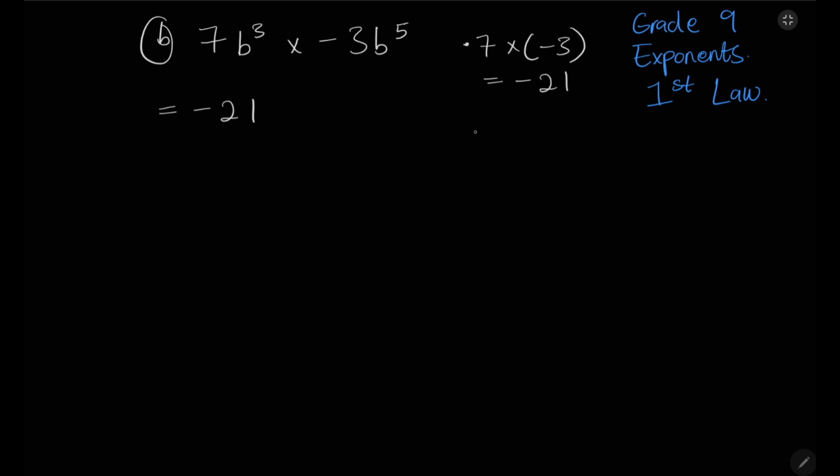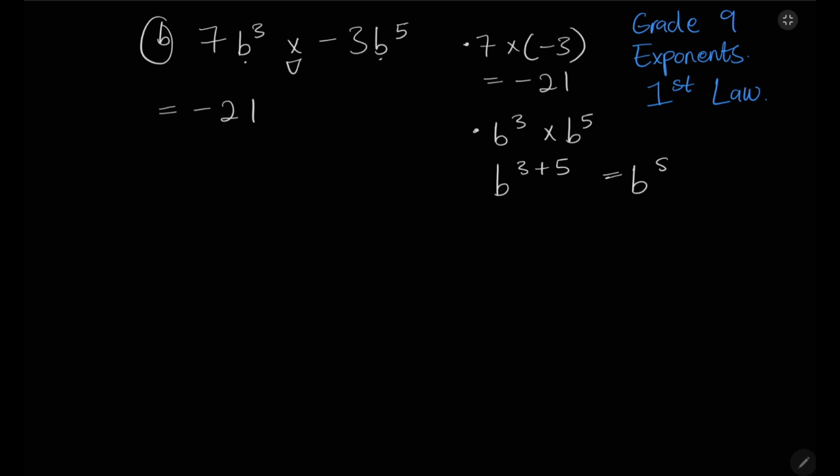Now let's move to our variables. We are done with the values of the coefficients. We have b and b. We have the same base and they're multiplied. So we write down our b cubed times b to the power 5 on the side. We write down our base, then add the exponents, which is 3 plus 5.